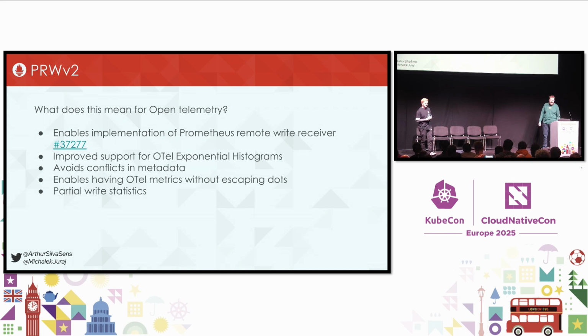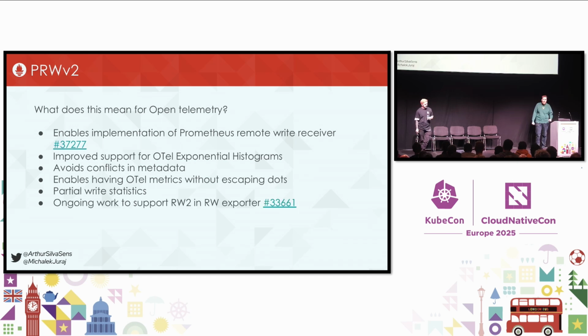And the Prometheus remote write v2 also brings partial write statistics, which give the OTel collector an idea, if a request was partially written, of how much data was written, how much data was rejected, and if it's worth retrying.